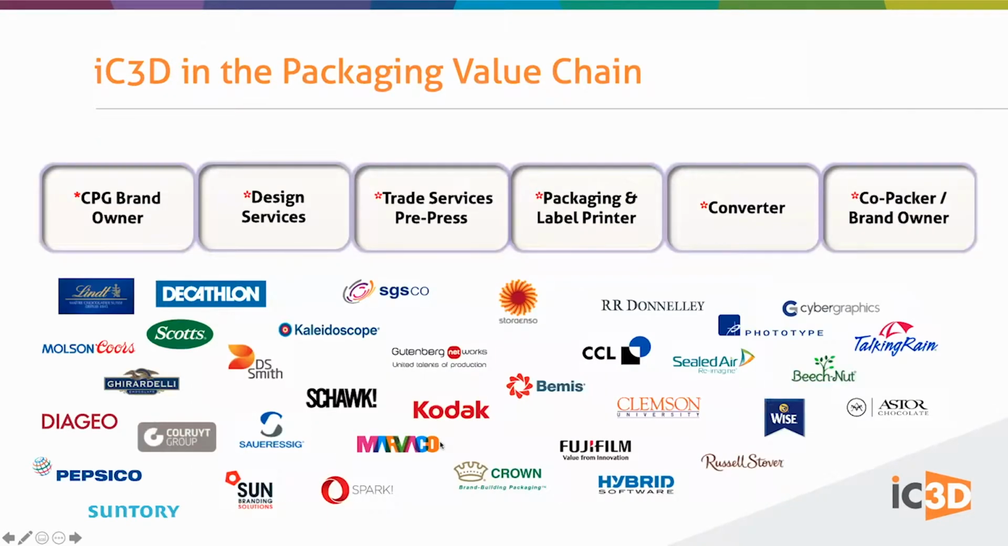Just to show you where we sit in the packaging supply chain, end to end, these are some of our customers that have iC3D installed on their premises at various locations across the globe, from CPG brand owners, design services, trade services and pre-press, up to packaging and labeling printers, converters, and co-packers or brand owners right at the end of the supply value chain. Some of our large customers like Diageo are right at the forefront, using this for ideation, designing their latest bottles, their latest structural designs of those bottles, as well as boxes and all sorts of things. Right up the other end, we have co-packers and brand owners like Astor Chocolate and Wise Foods in America. There are lots of different use cases along the packaging supply chain for our product.